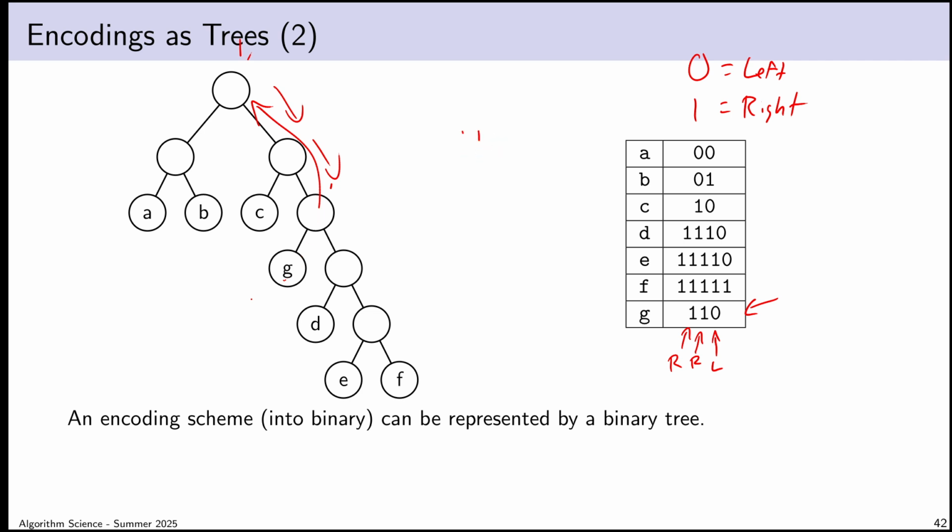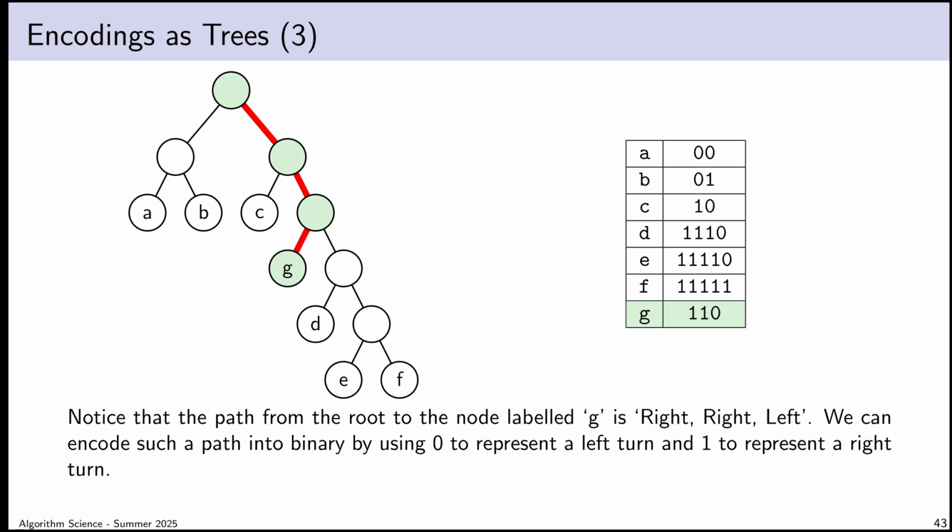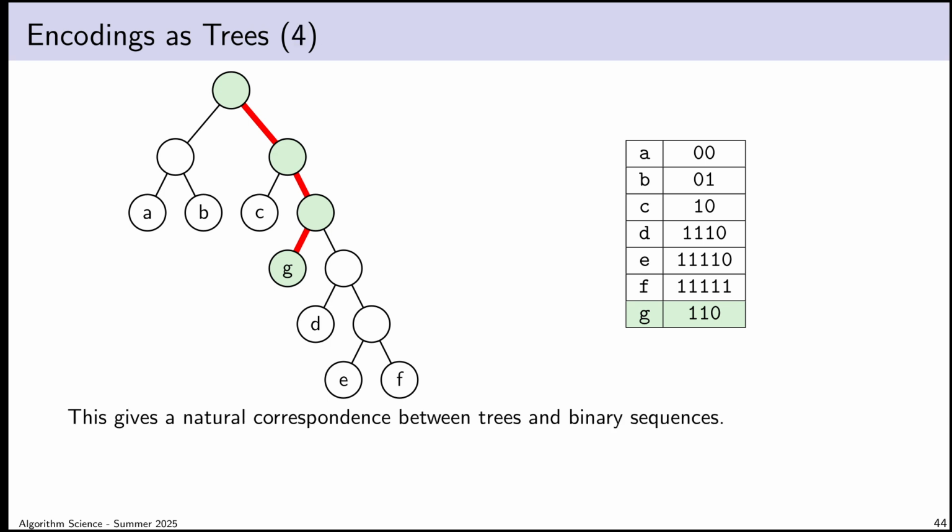What about the encoding for B? 0, 1 would be left, right. Left and then right, and there I am at B. Hopefully you can see how I can translate any binary sequence into a sequence of directions, and then design a tree that matches every sequence of directions. The path from the root to the node labeled G is right, right, left, so 1, 1, 0. I just used the different bits to represent the different directions I could travel. This gives a nice correspondence that I can use to convert between these 2 representations.